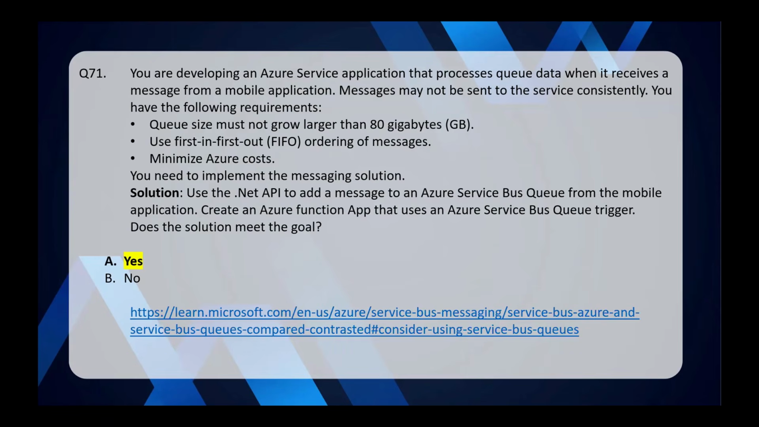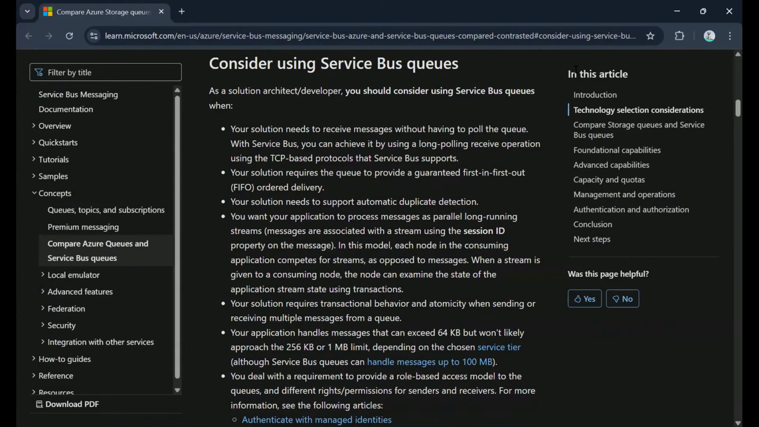Let's understand some of the scenarios where Microsoft recommends the use of Service Bus queues. So folks, as per Microsoft documentation, as a solution architect or developer, you should consider using service bus queues when your solution needs to receive messages without having to poll the queue. With service bus, you can achieve it by using a long polling receive operation using the TCP-based protocols that service bus supports. Your solution requires the queue to provide a guaranteed first in, first out ordered delivery. This is one of the requirements that we had in our question.